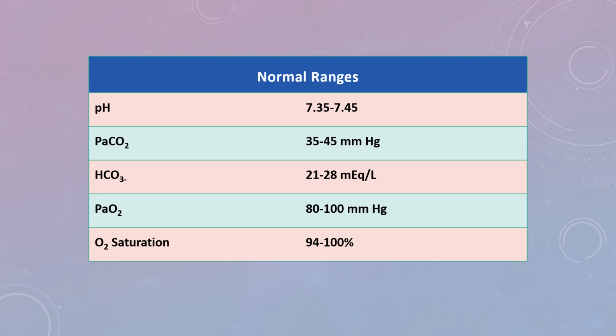This chart shows you arterial blood gases in the normal range. For the pH, we have 7.35 to 7.45. The PaCO2 is 35 to 45, and the HCO3 is 21 to 28. Those are the three we're going to focus on as we interpret ABGs.